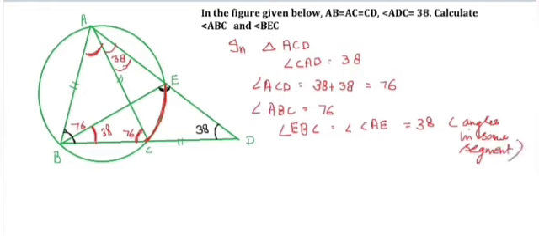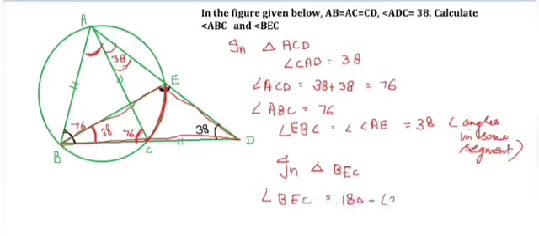Now in triangle BEC, I am taking this triangle BEC. We have two angles already given, so I can find out angle BEC. BEC will be 180 minus (38 plus 38), or we can write 180 minus 76, that is equal to 104. This is our answer.